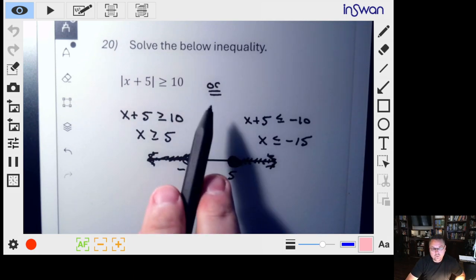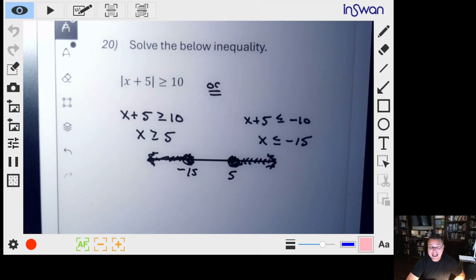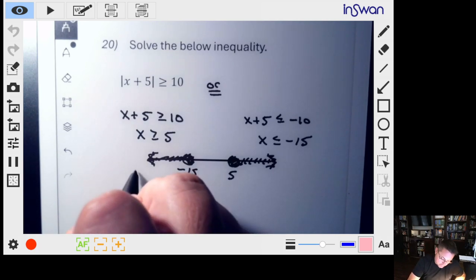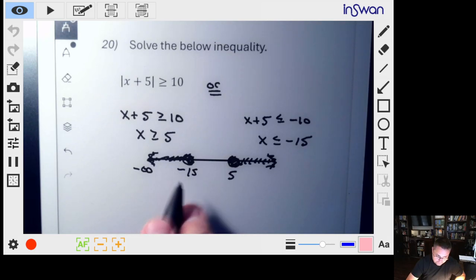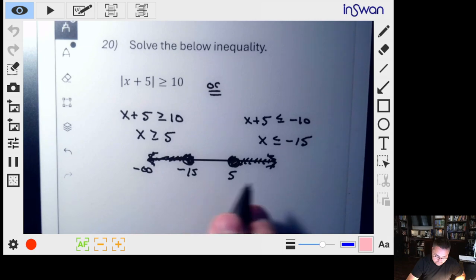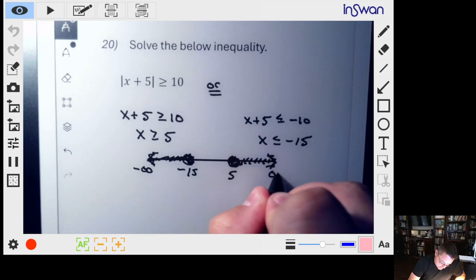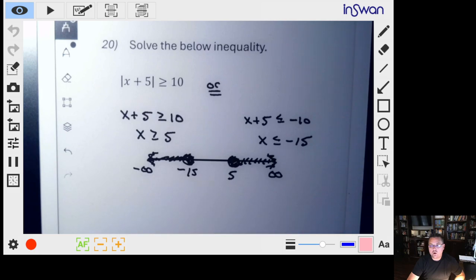And now because it's an OR statement, we're going to include anywhere that's shaded. So we're going to include in our solution from negative infinity to negative 15. Then we're also going to include 5 to infinity. If it was an AND statement, we'd only include where they overlap. And in this case, they don't ever overlap, so there would be no solution. Okay, but for the OR here, we're just going to include both of them.